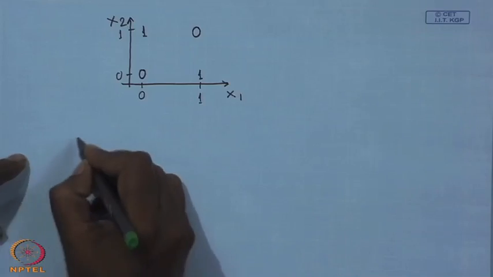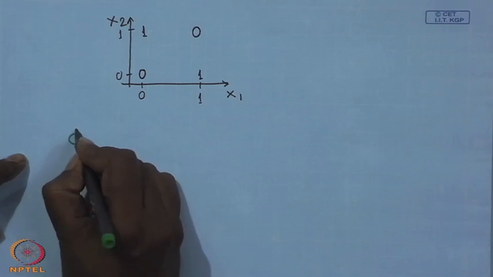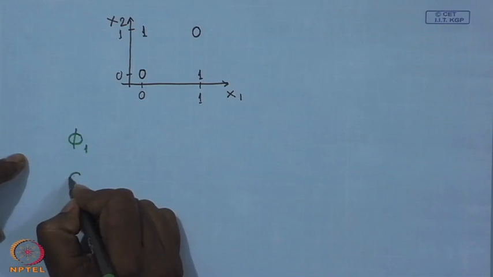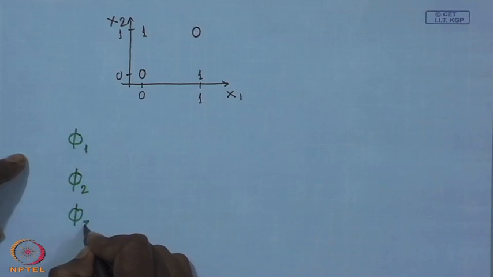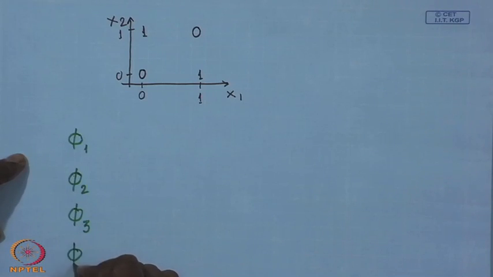So, you find that here I have 2-dimensional binary feature vectors, and what I want to do is cast this 2-dimensional feature vector into a 4-dimensional space by using 4 radial basis functions. So, I have the radial basis functions phi 1, phi 2, phi 3 and phi 4.